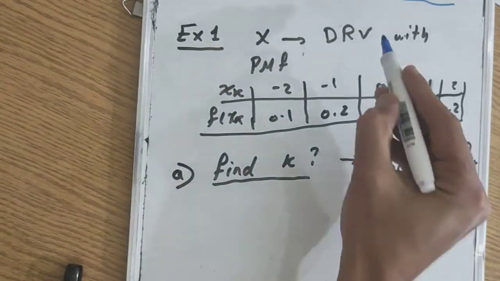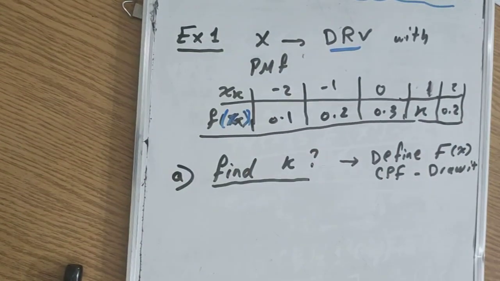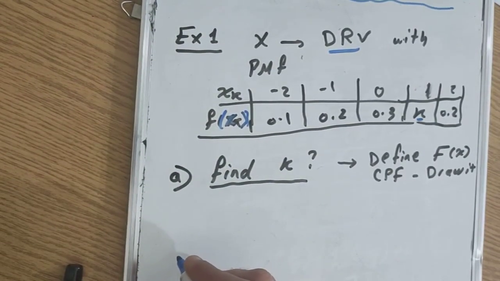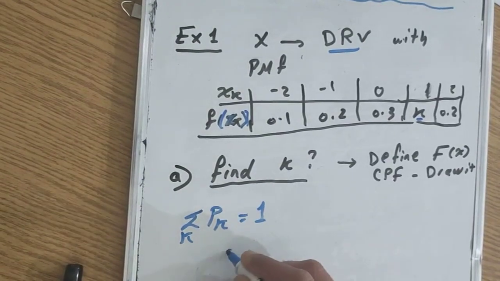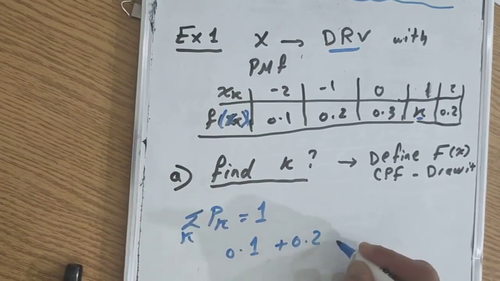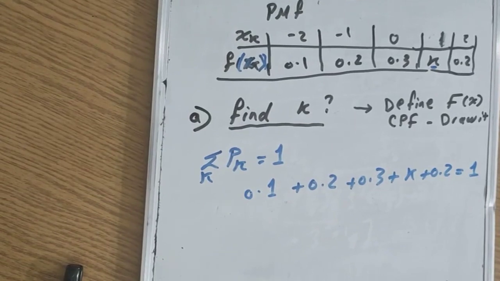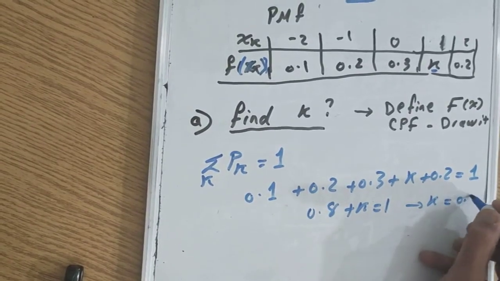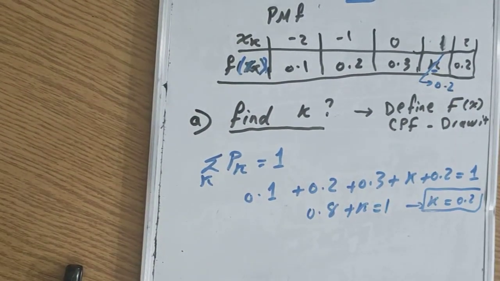Of course, X is a discrete random variable and it's given the probability mass function for X. It defines the probability distribution of this random variable with a missing probability, which is k. The first property of the discrete random variable, as we mentioned in the last video, is that the sum of all the probabilities must equal 1. So we have 0.1 plus 0.2 plus 0.3 plus k plus 0.2 must equal 1. So 0.8 plus k equals 1. That means k must equal 0.2. So this missing probability k is equal to 0.2.